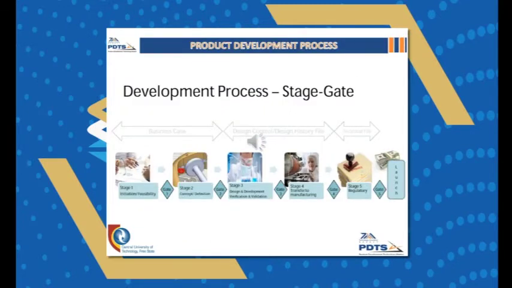Now let's have a bird's eye view of the development process. The process consists of a business case, design control or design history file, and a technical file. Now broken down into stages, stage 1 to 6, stage 1 being your initiation or feasibility study, which is mostly accompanied by a risk assessment. Stage 2, concept. Stage 3, design and development, which includes verification and validation of the design. Stage 4 is the design transfer, mostly referred to as transfer to manufacturing. Stage 5 is your regulations, and stage 6 is the launching of the product.